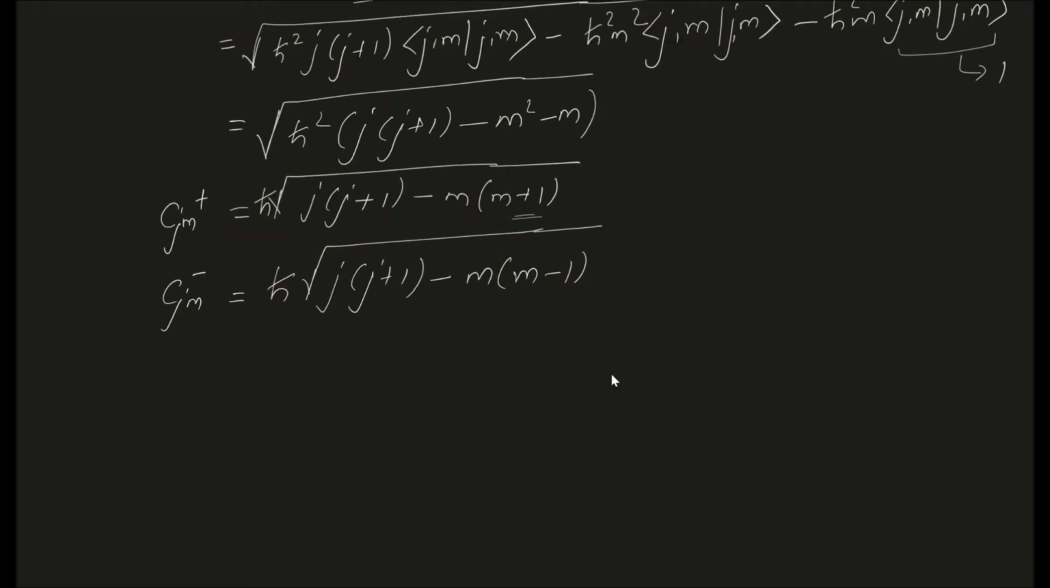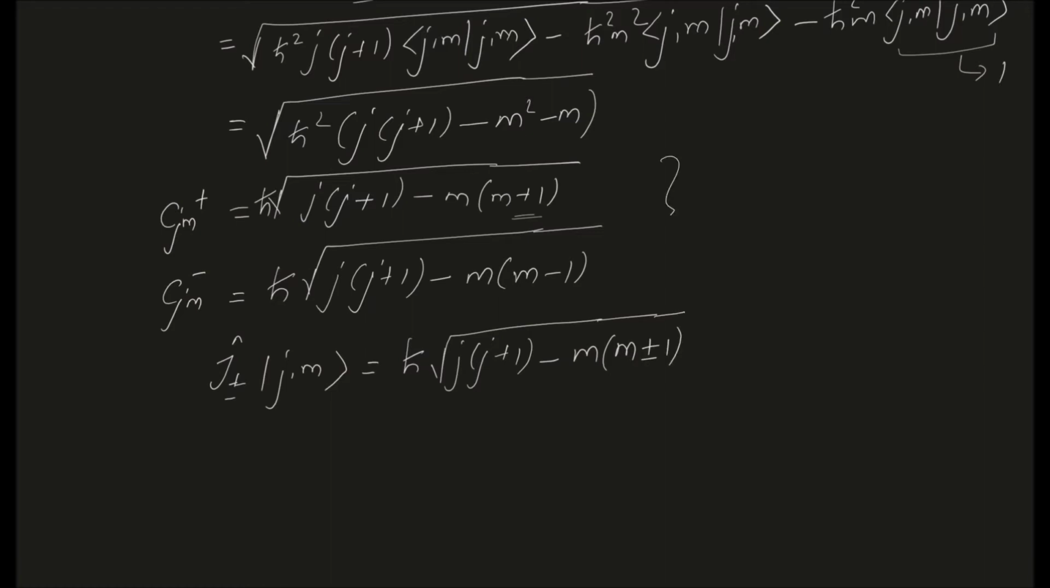So the eigenvalue equations for J plus and J minus, with these values for the constants, can be written as J plus or minus acting on the jm state in the jm basis is equal to h cross into square root of j into j plus 1 minus m into m plus or minus 1, times the state j, m plus or minus 1.